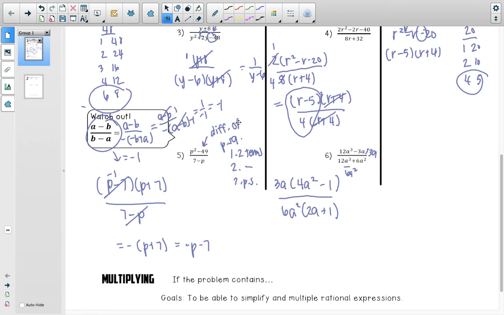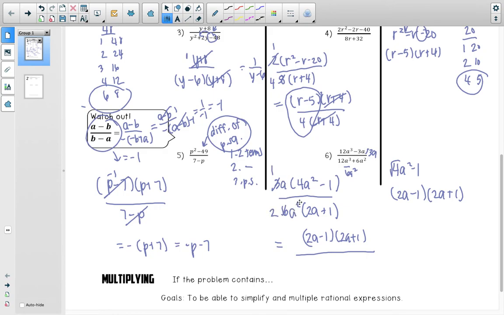Now we're not done here, okay? This can factor further because it's a difference of perfect squares. So the square root of 4 is 2, the square root of a squared is a, and the square root of 1 is 1. So if you factor this, you get 2a minus 1 and 2a plus 1. You actually can simplify this right here. If you take 3 and 6, that's 1/2. And a squared, this would go to a, and this would be gone. So nothing on top. We have 2a and 2a plus 1, and you should notice that these cancel, leaving you with this as the answer.